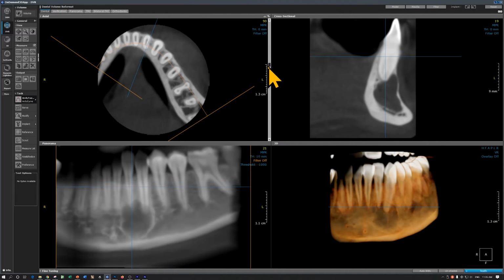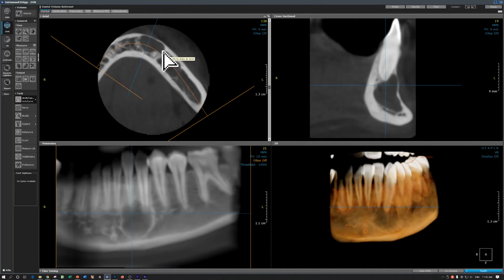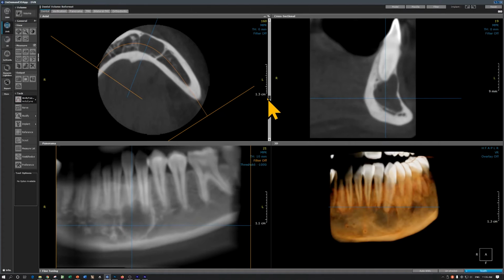On the axial slices, here is the defect. The defect is rather linear rather than being a circular defect. No expansion of the buccal or lingual cortical plate. Please remember that this defect is more linear than being circular, although in this view it looks like circular radiolucency.